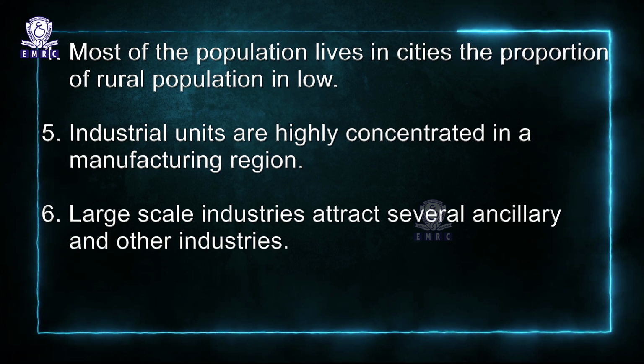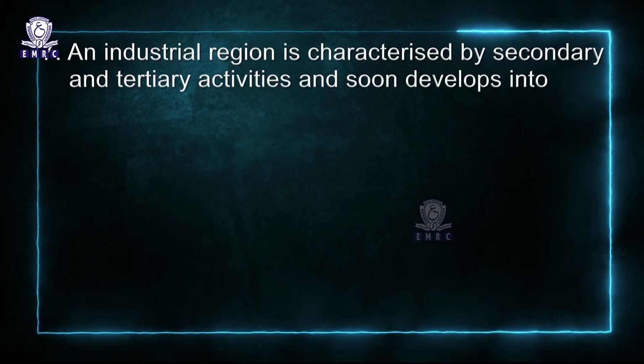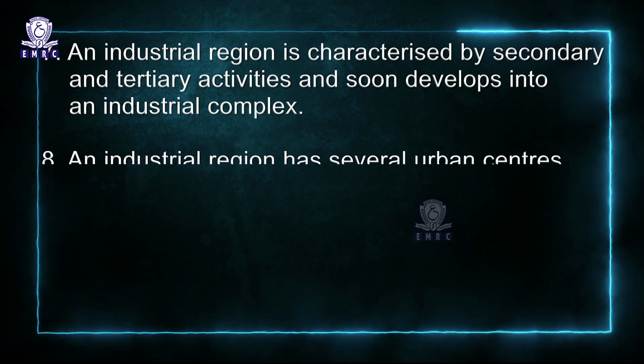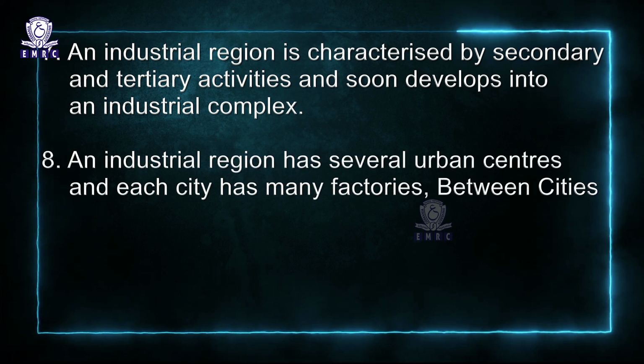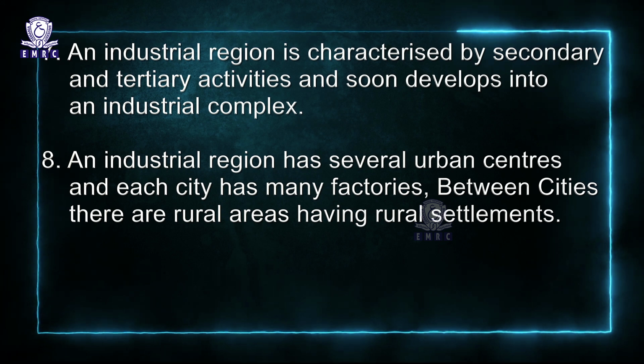The sixth is that large-scale industries attract several ancillary and other industries. Seventh, an industrial region is characterized by secondary and tertiary activities that soon develop into industrial complexes. Eighth, an industrial region has several urban centers and each city has many factories. Between cities, there are rural areas having rural settlements.